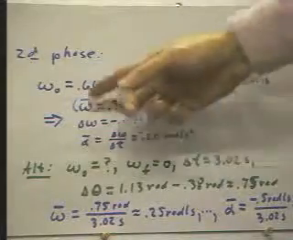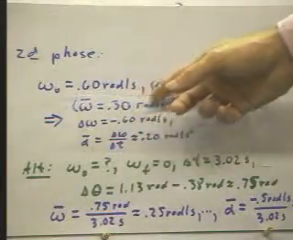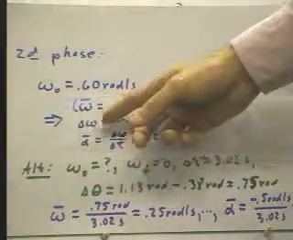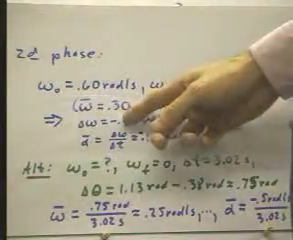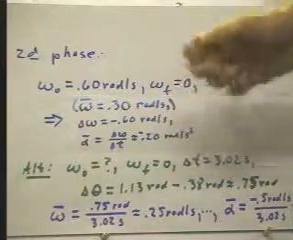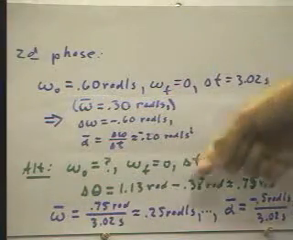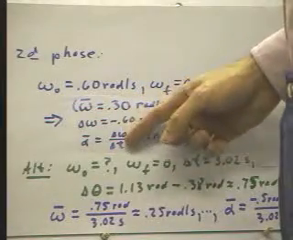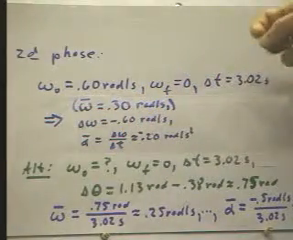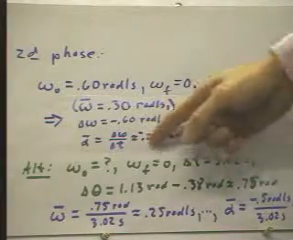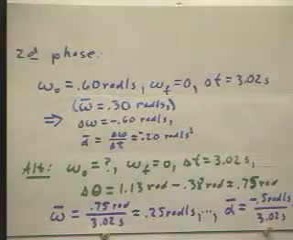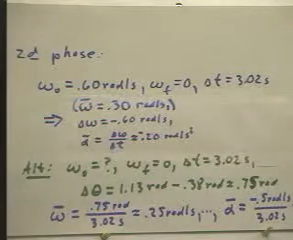So let's see what we have. Average omega is 0.30 radians per second, but we don't really even use that. The change in omega is from 0.60 to 0, or negative 0.60 radians per second. Then we can calculate the average acceleration as the change in omega over the time interval. Time interval is 3.02 seconds. This gives us an approximate angular acceleration of negative 0.20 radians per second squared.